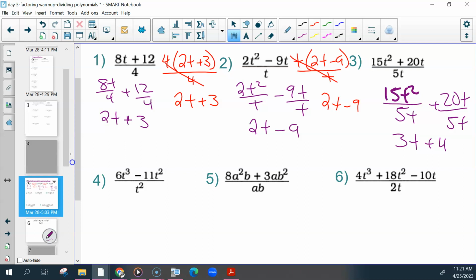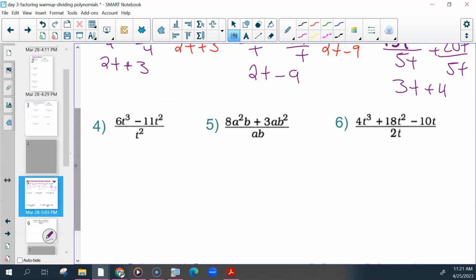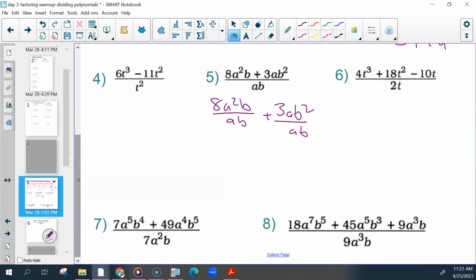Matthew, close your laptop. We're going to skip to 5. Splitting method or factoring method? Splitting, okay. 8a squared b over ab plus 3ab squared over ab. Subtract your exponents. What would be left? We can say it out loud. 8a plus b plus 3.